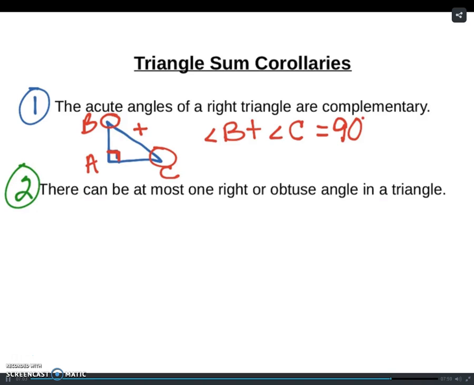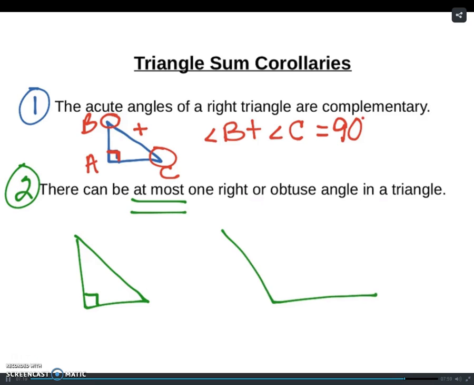Our second corollary is that there can be at most, meaning no more than, one right or one obtuse angle in a triangle. So we talked about this a little bit yesterday, but if you have a right triangle, it will have one right angle. It can't have any more than that. And if you have an obtuse triangle, it will have one obtuse angle, no more than that, okay?